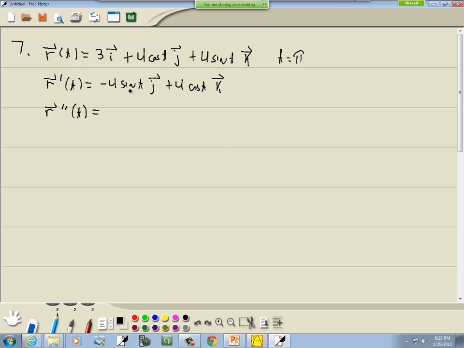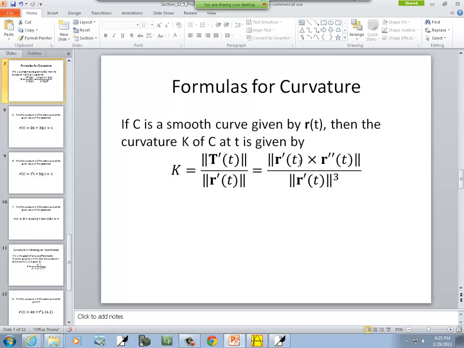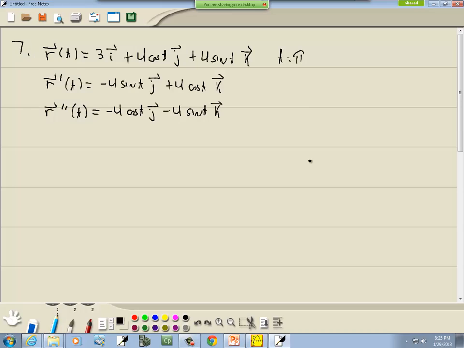So the derivative of this, well, the derivative of sine is cosine, so this is negative 4 cosine t j. Derivative of cosine is negative sine, so this becomes negative 4 sine t k. And now we have everything in our formula, so we can plug in t equals pi.